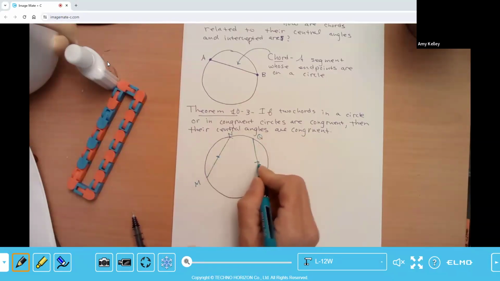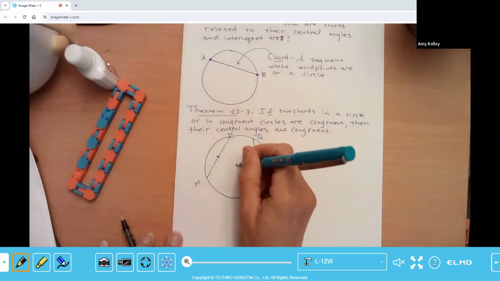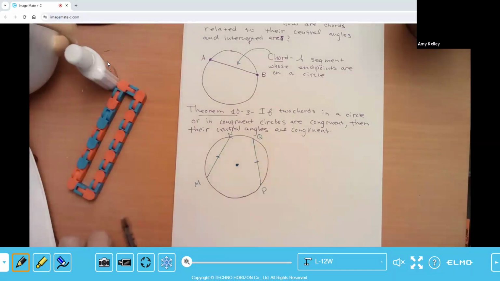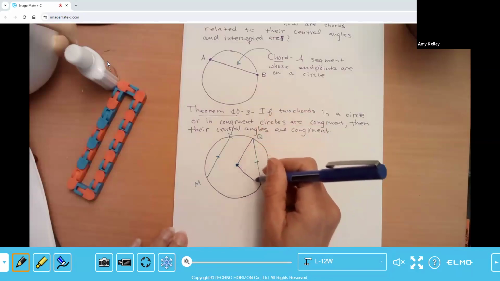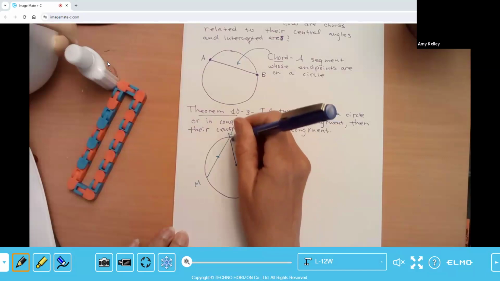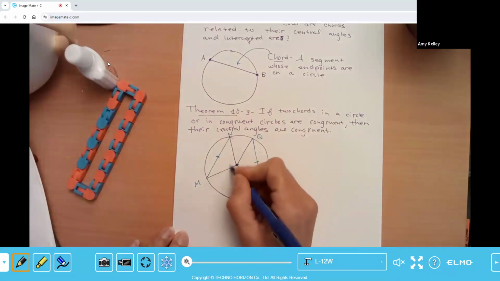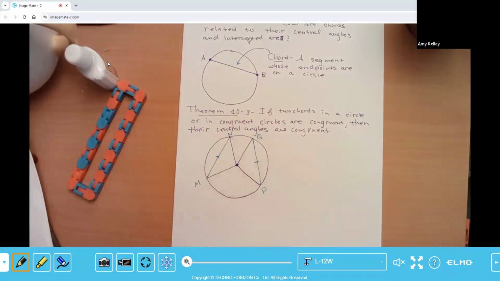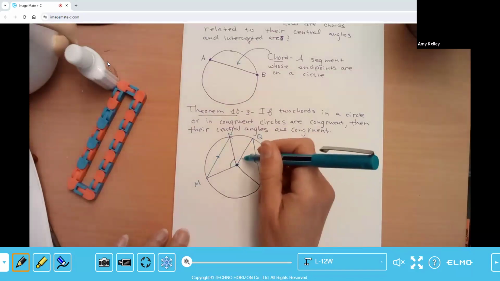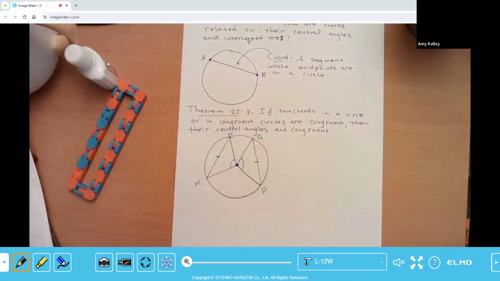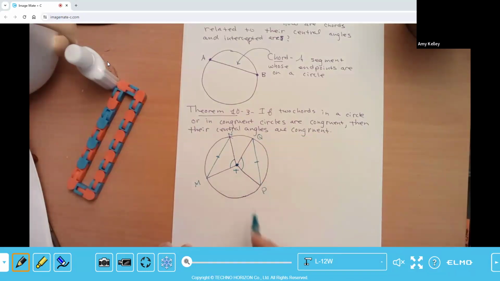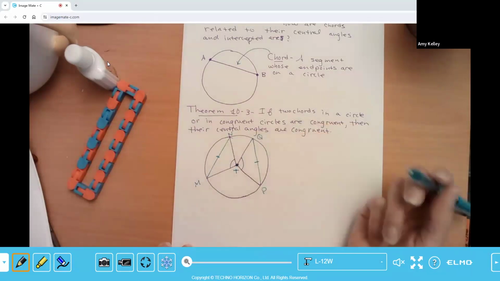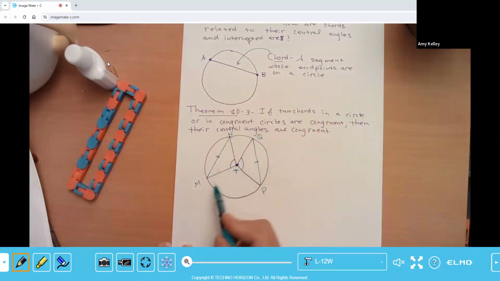So if these chords happen to be congruent, then their central angles, the angles that extend from the center and meet at the endpoints of the chord, will be congruent to each other as well. I'll call this point T in the middle. We could say if MN is congruent to PQ, then angle MTN is congruent to angle PTQ.